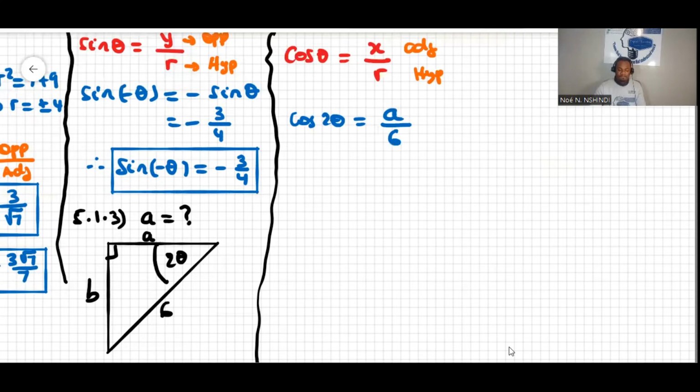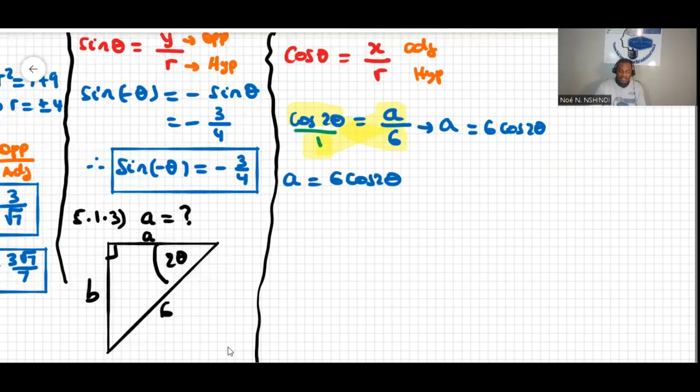Now, to solve this, cos of 2 theta is over 1 there, so we can just cross multiply. We take this times 6, and 1 here times A. 1 times A makes A, and that makes 6 cos 2 theta. So we have A equal to 6 cos 2 theta.